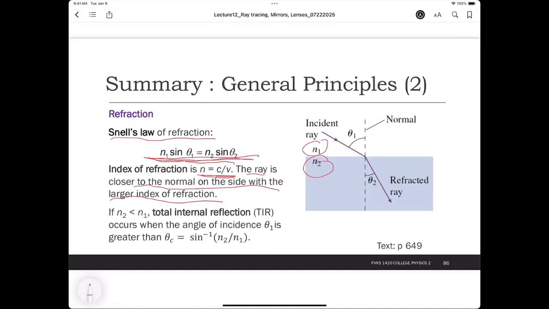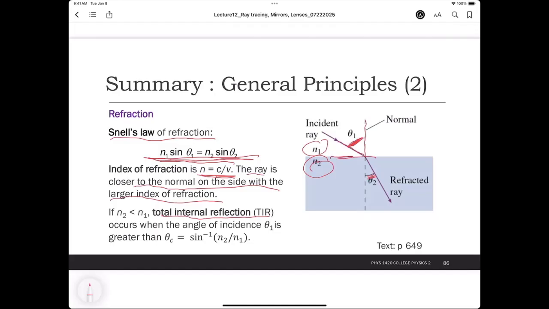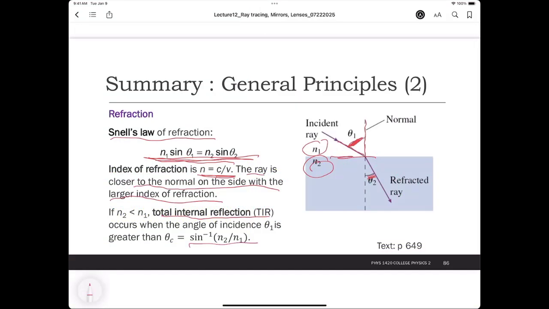But please pay attention, the incident angle and the refracted angle are measured between the ray and the normal, not the surface. So be attentive to that. If n2 is smaller than n1, there is a situation where total internal reflection occurs when the angle of incidence theta 1 is greater than theta c, equal to this one.